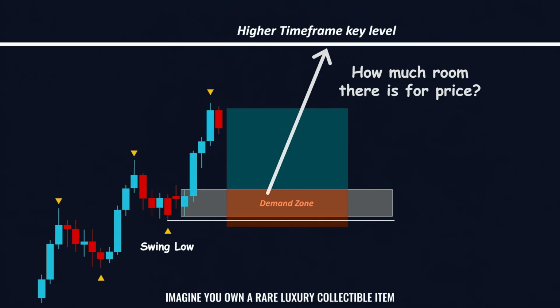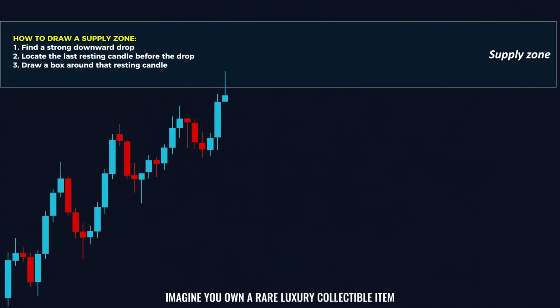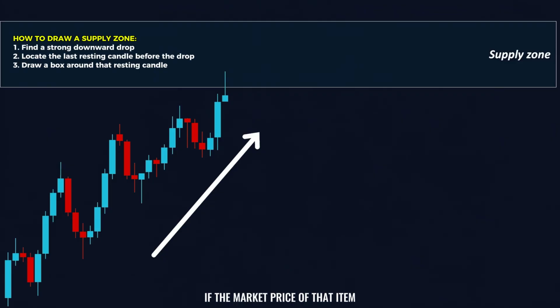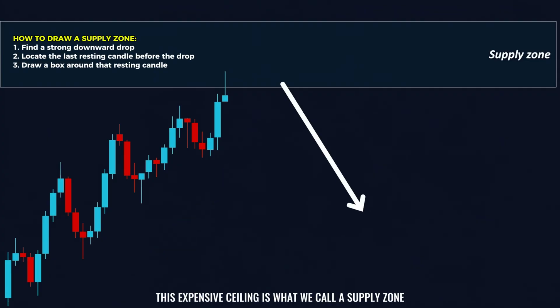Conversely, imagine you own a rare, luxury collectible item. If the market price of that item suddenly skyrockets to a massive premium, you will want to sell it immediately to lock in your profits. On your chart, this expensive ceiling is what we call a supply zone.